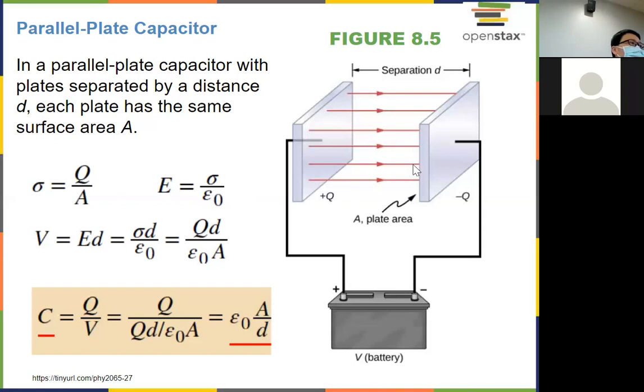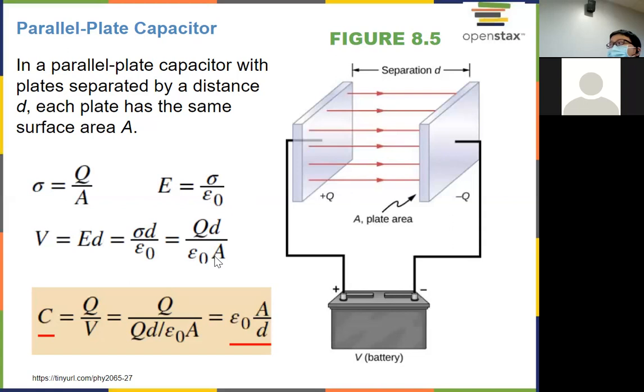Then the voltage across the two plates, you can calculate: voltage is equal to the electric field times the distance. All right. So then the electric field is sigma over epsilon naught, times d. Then sigma is Q over A. So then it becomes Qd over epsilon naught times A.